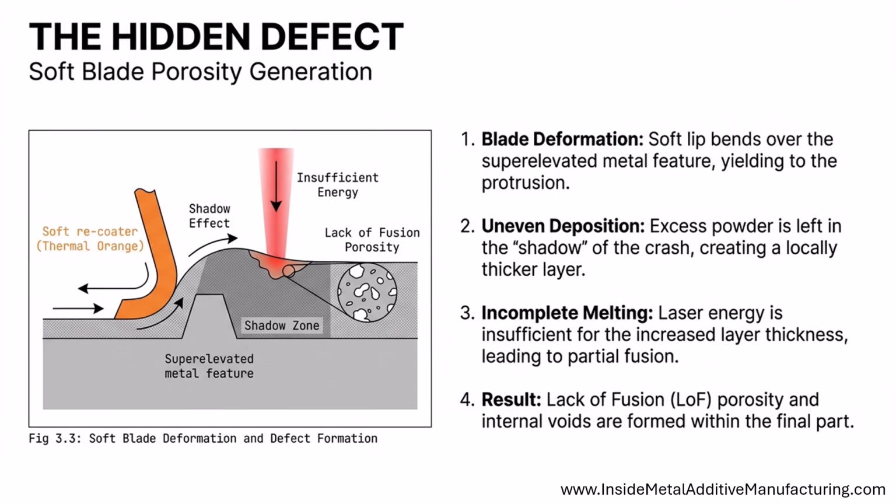With soft blades, we face the challenge of porosity generation. As the flexible lip bends over a super-elevated feature, it leaves excess powder in its shadow. This creates a locally thicker layer that the laser cannot fully penetrate. This leads to incomplete melting and results in lack of fusion porosity and internal voids within the final part.